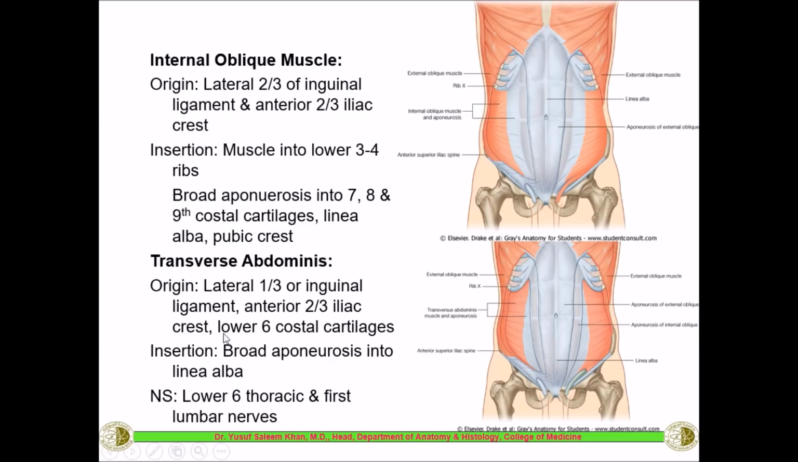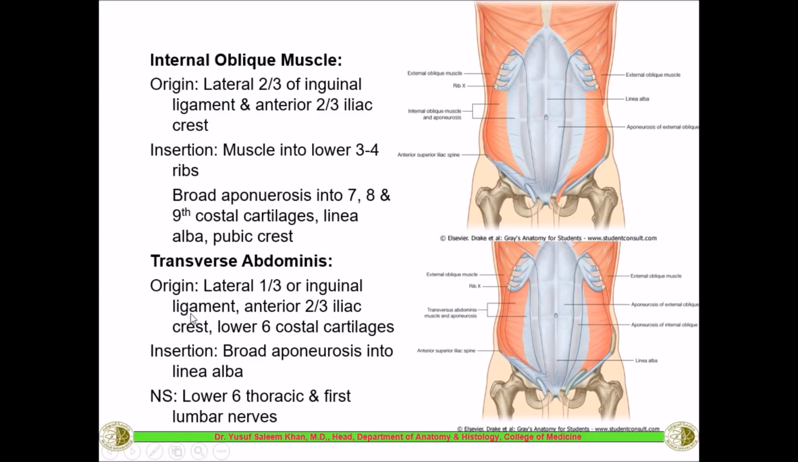Then deep inside there is one more muscle. If you cut the internal oblique, then you can see one more muscle, called the transverse abdominis. It is called transverse abdominis because the fibers are almost transverse. The others are called oblique because they were oblique, but in the transverse abdominis, the fibers are almost horizontal on either side.